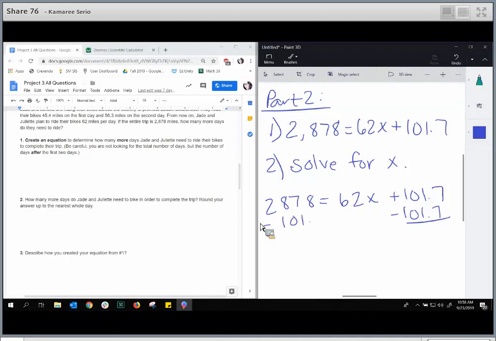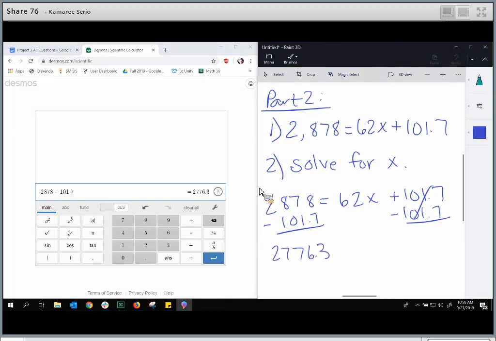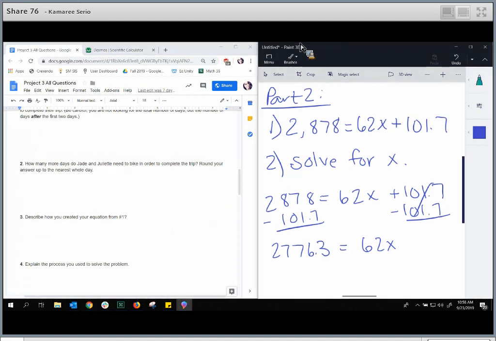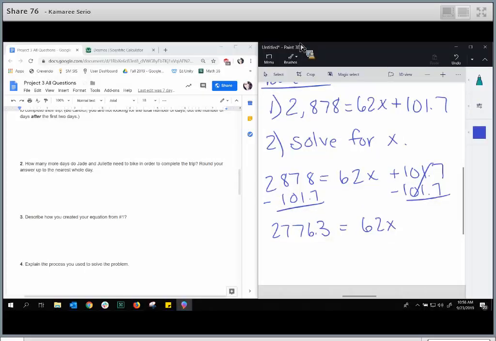So I'm minusing 101.7. Make sure that you are using a calculator, because since we're talking about decimals, you don't want to get that confused. So 2,878 minus 101.7 gives us 2776.3, and that's equal to 62x, right? Because that's what we have left. Then, remember, whenever you have a number next to a variable, that is multiplication.